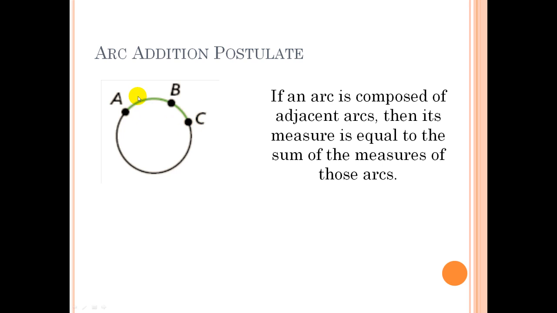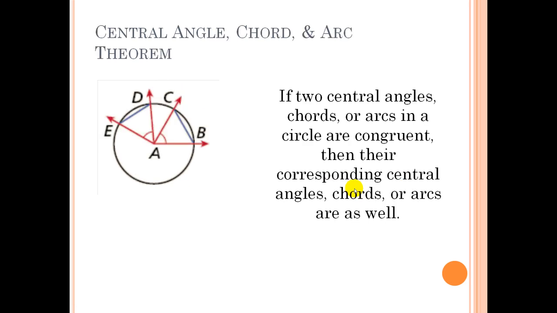So if we said that AB here was 80 degrees, and BC was 20, then you get 100 degrees total. So just like we would do with angles, same thing. It's just arcs this time. The next theorem is slightly more complicated just because there's a lot of words here.